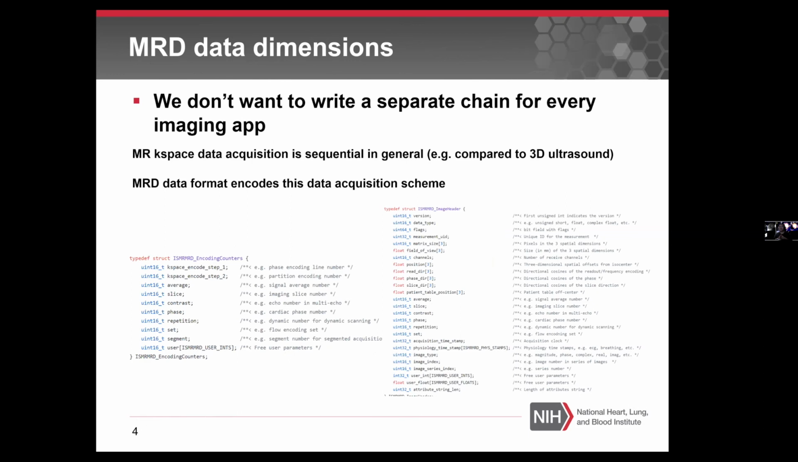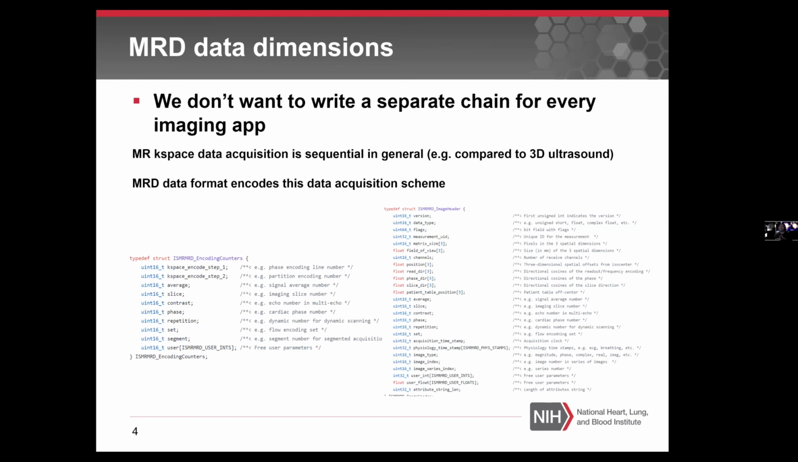If we look at the MRD key data structures, for example, the encoding counter, we have all the dimensions predefined: E1, E2, average, slice, contrast, phase, repetition, set, segment, and user-defined fields. There are conventions for what each dimension means. For example, if we do dynamic imaging related to cardiac or respiratory motion, then phase is often used. If we do multi-echo imaging, then contrast is often used.